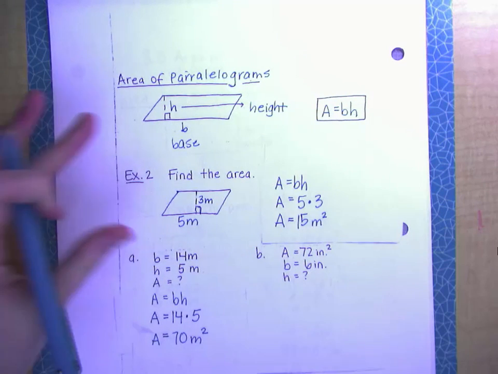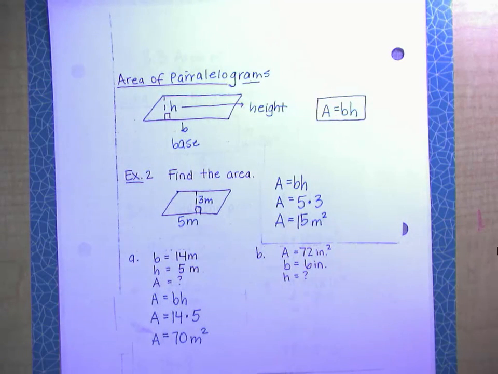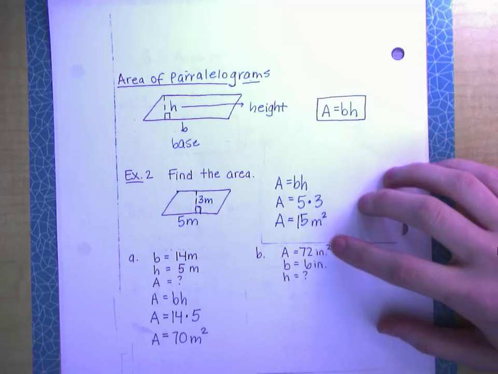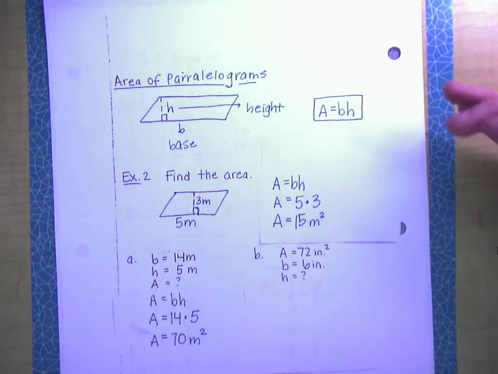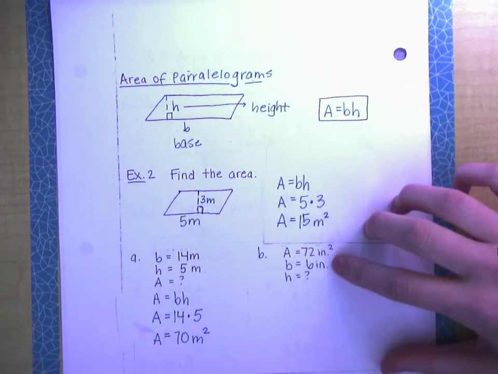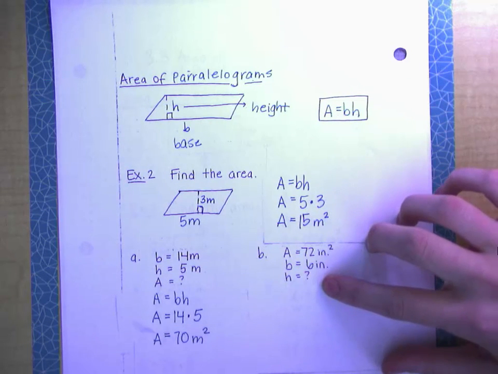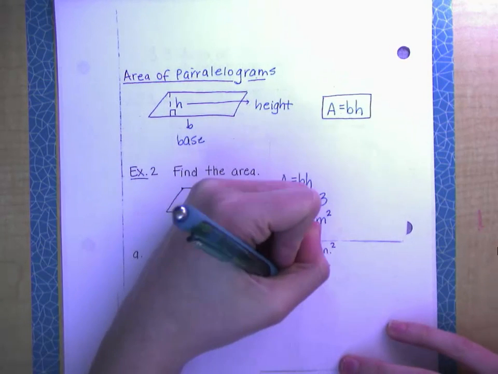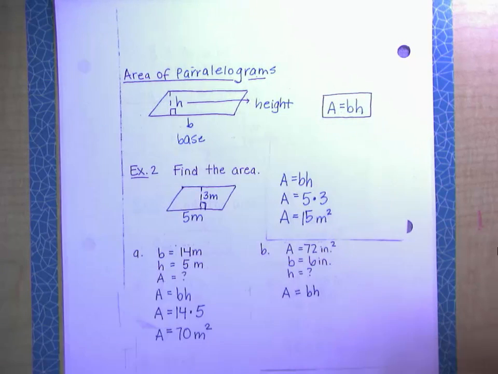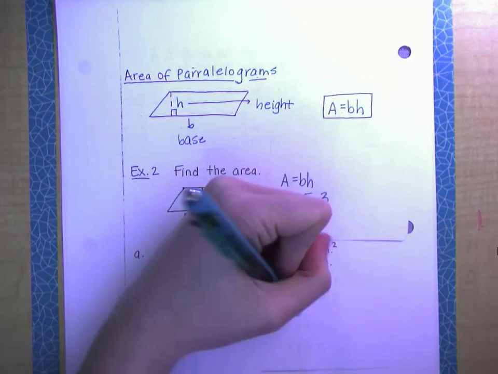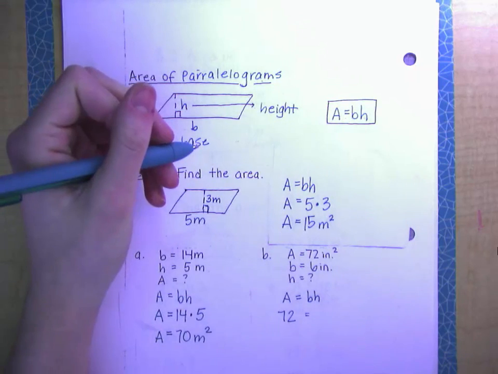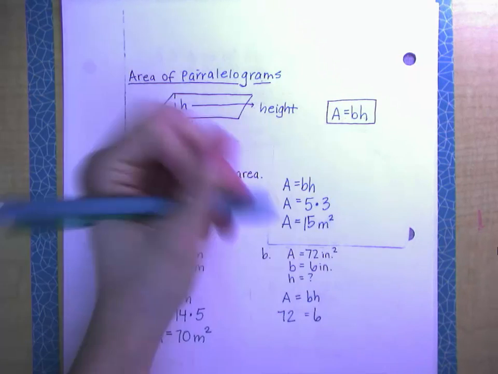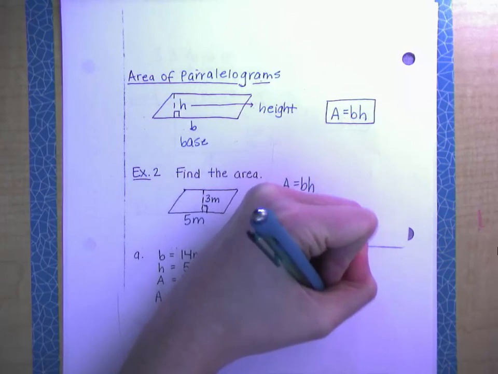And like the second example we looked at for finding the area of a rectangle, we could also be given the area and the base, or the area and the height, and then have to solve for the missing value. Okay, so here they give us the area and the base, and they want us to find the height. So again, write your formula down every time. Okay, so we're given the area, so I'm going to plug in 72 for the A. I'm given the base, which is 6, and I don't know the height, so I don't have anything to plug in.